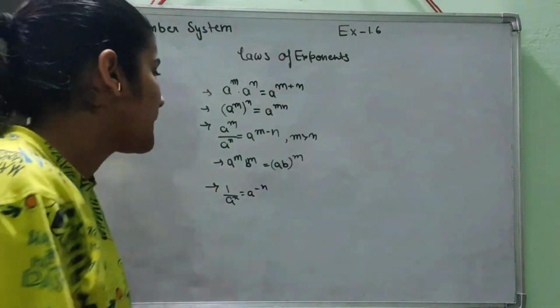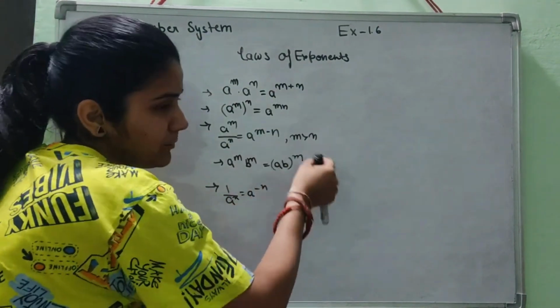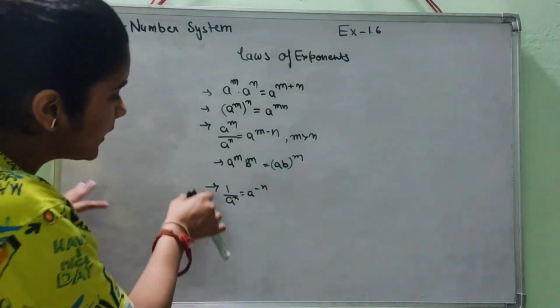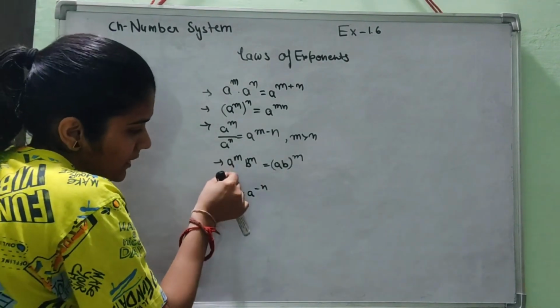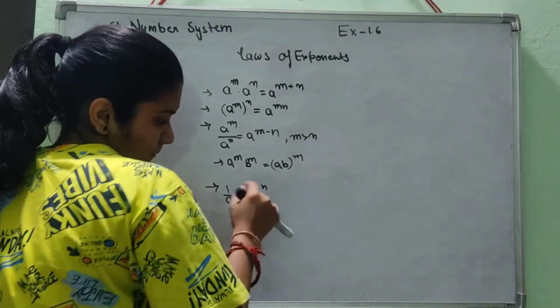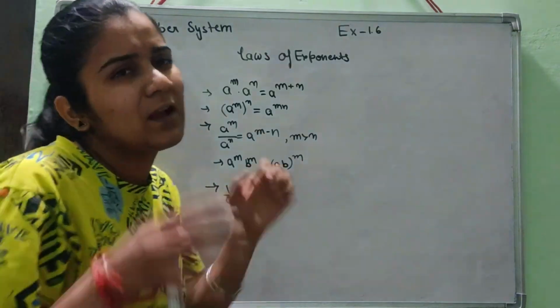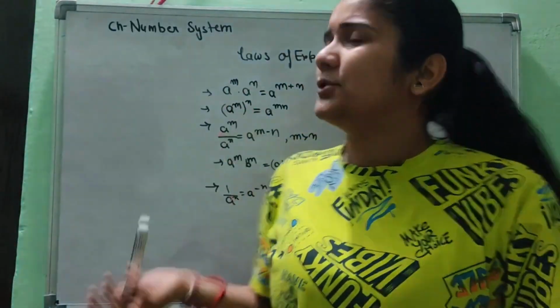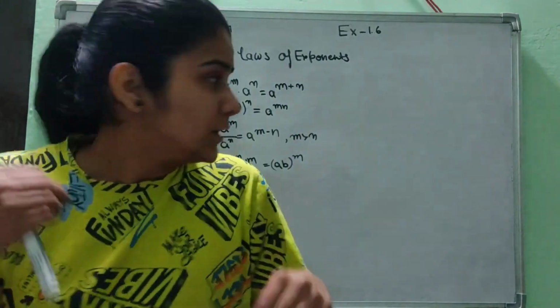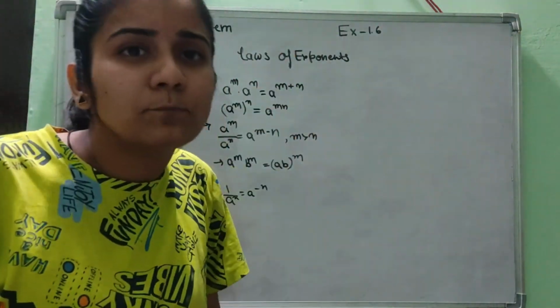a to the power m into b to the power m is equal to a into b whole to the power m. And the last one, 1 upon a to the power n is equal to a to the power minus n. Let us go through them one by one with the help of exercise 1.6.